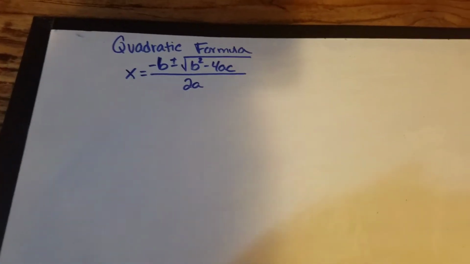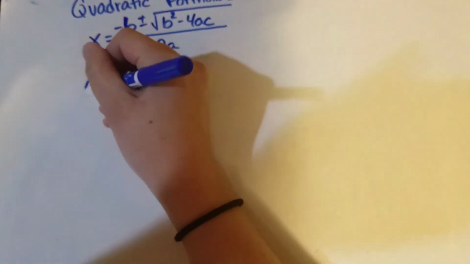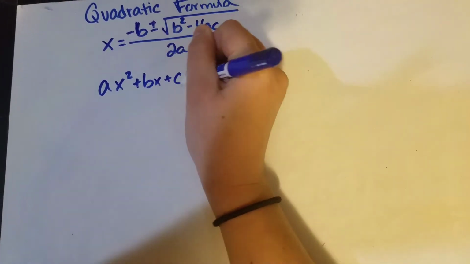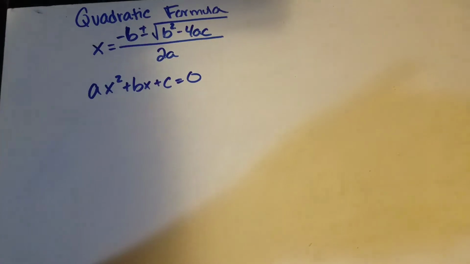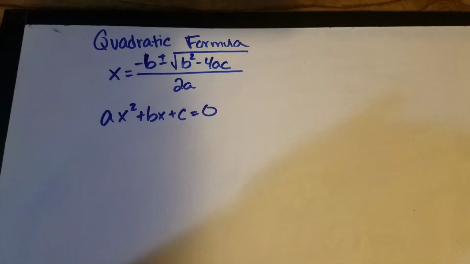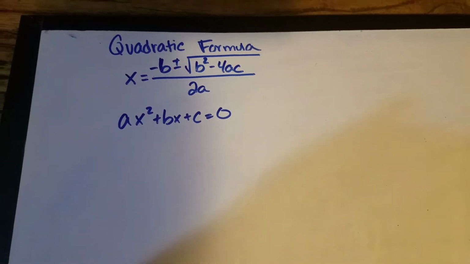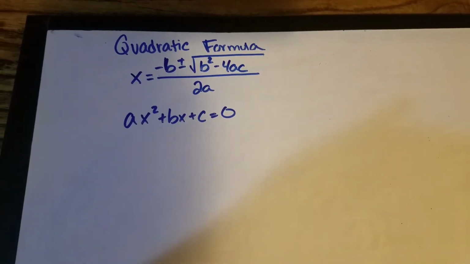Okay, where a, b, and c come from is standard form. So our standard form is ax squared plus bx plus c equals 0. So they're just the coefficients in front. So when we plug into the quadratic formula, there should be no x's or x squareds plugged in.